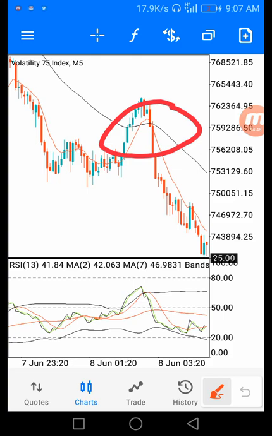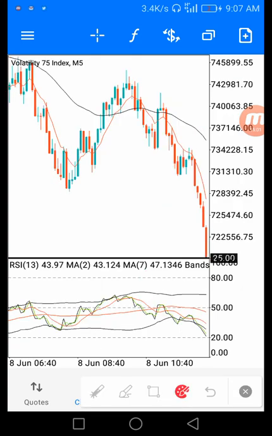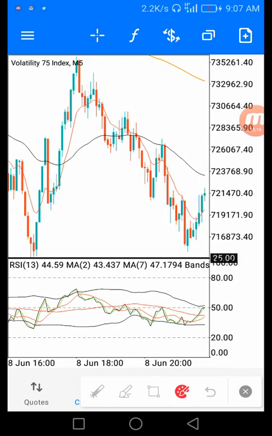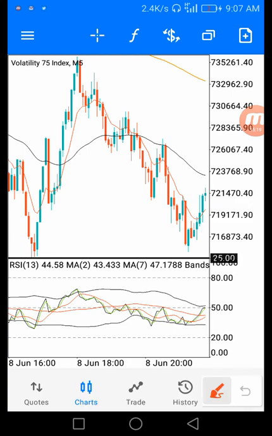Price was a little crossed, but that's what we are waiting for. Outside the Bollinger Band, they're already coming back inside, and the moving averages crossed. It's not hard. This is another example. All this happened here. Yes. Just make sure you follow the rules, guys.